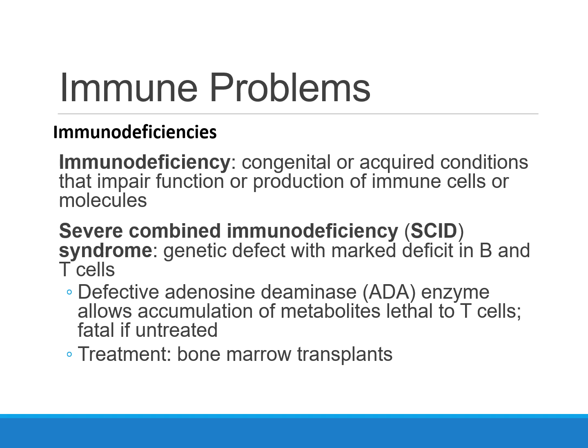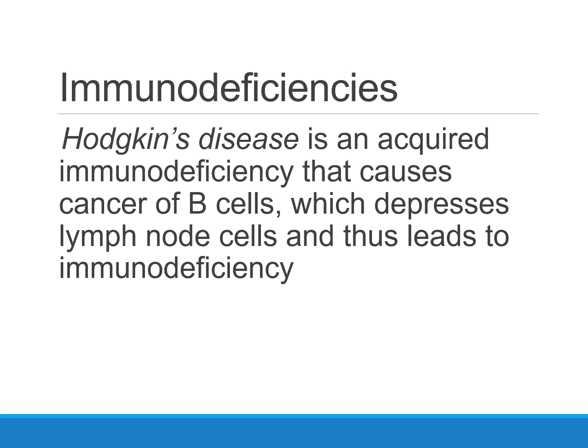Moving on to immunodeficiencies. An immunodeficiency is either congenital, meaning it's present at birth, or acquired, meaning that you somehow or another get it afterwards, that impairs function or production of immune cells or molecules. Severe combined immunodeficiency, or SCID syndrome, is a genetic defect which means that you don't have an immune system, basically. You don't have enough B cells and T cells. The defective adenosine deaminase, ADA enzyme, allows for the accumulation of metabolites that are lethal to the T cells, and it's fatal if it's untreated. It's really, really, really uncommon, though. So the treatment for this is, of course, bone marrow transplants.